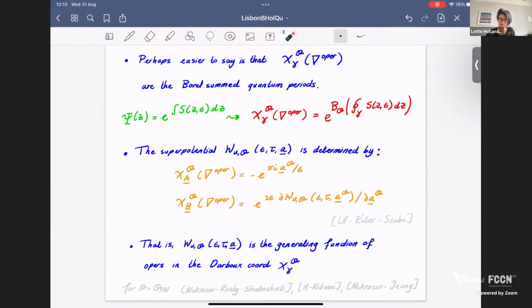Another way to say this, at least geometrically, is that since one of these Lagrangians is what is called the space of opers, this superpotential is now the generating function of opers in these Darboux coordinates, which are associated to the phase theta. So this is a non-perturbative extension of the ideas of Nekrasov-Rosly-Shatashvili.